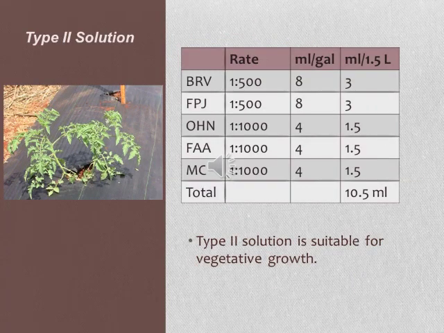You can prepare type 2 stock solution by looking at the rate of each ingredient. Knowing that a 1 to 500 rate is 2 times higher than a 1 to 1000 rate, to prepare type 2 stock solution, you mix 2 cups of brown rice vinegar and 2 cups of fermented plant juice with 1 cup of OHN, 1 cup of FFE and 1 cup of mineral E. To prepare 1.5 liters of type 2 spray solution, you draw 10.5 ml of this stock solution and mix it with 1.5 liters of water. Type 2 solution is suitable for vegetative growth.